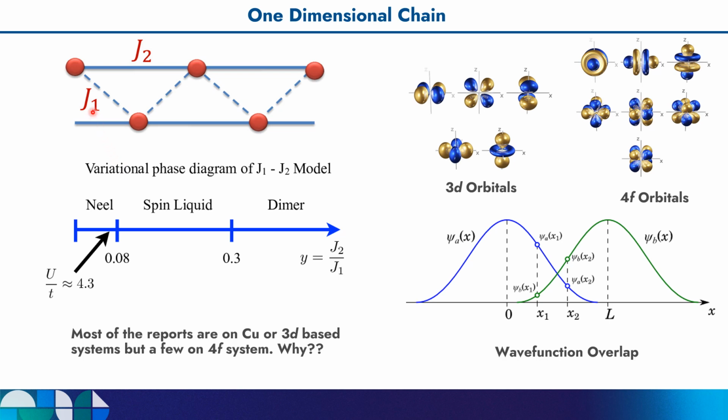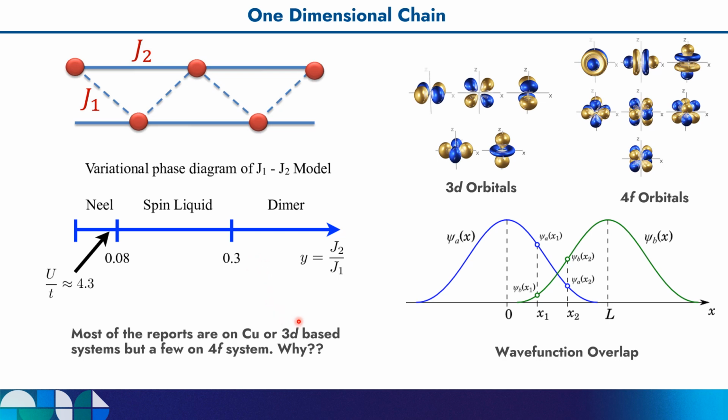Coming to one-dimensional magnetic chain, it is generally characterized by J1 and J2. J1 is nearest neighbor exchange interaction. J2 is next nearest neighbor exchange interaction. Generally, depending on the ratio of J2 and J1, the magnetic ground state can be Néel antiferromagnet, spin liquid, or dimer state. But if you see in the literature, most of these systems are based on copper ion or 3d ions, but there are very few reports on 4f systems, and also they are getting ordered at lower temperatures because of the dominating value of J1.